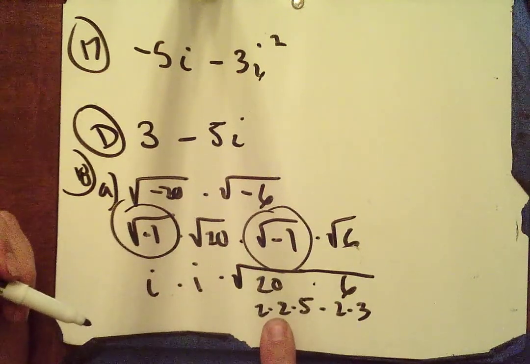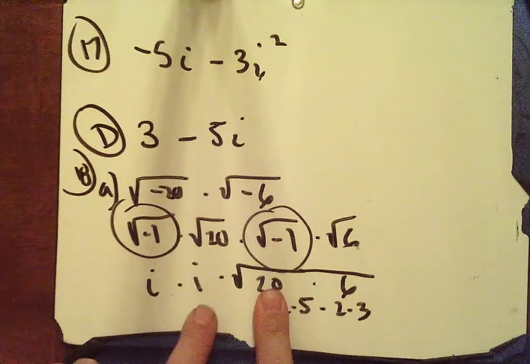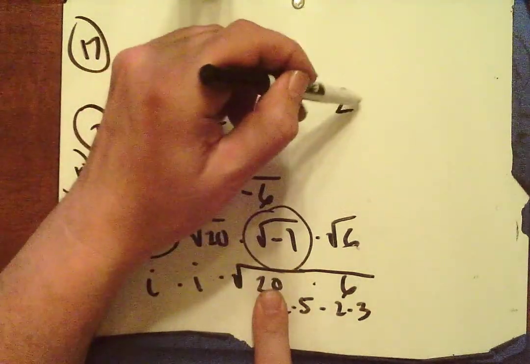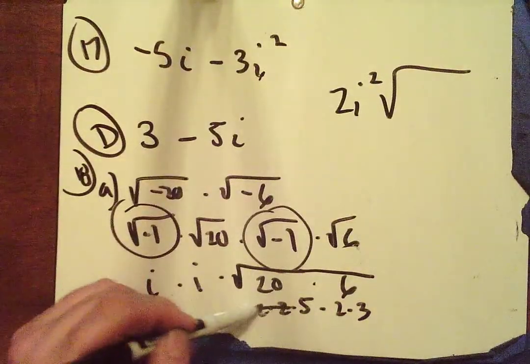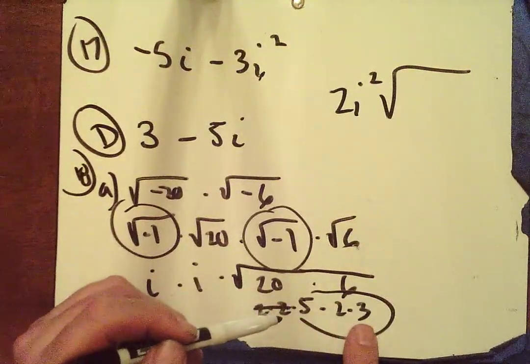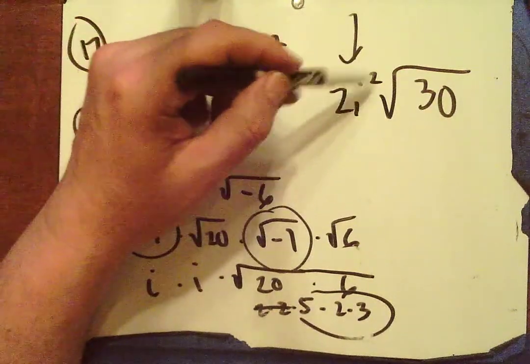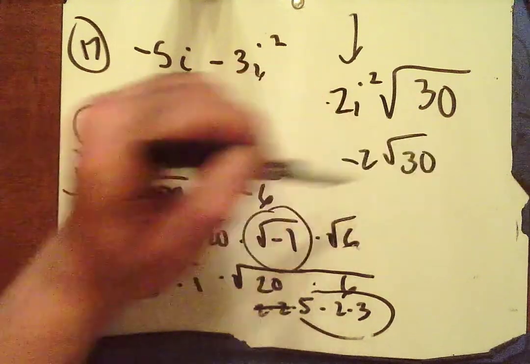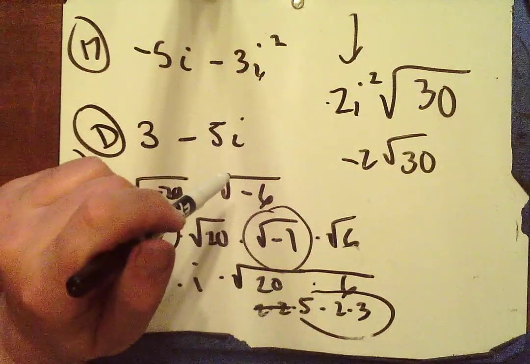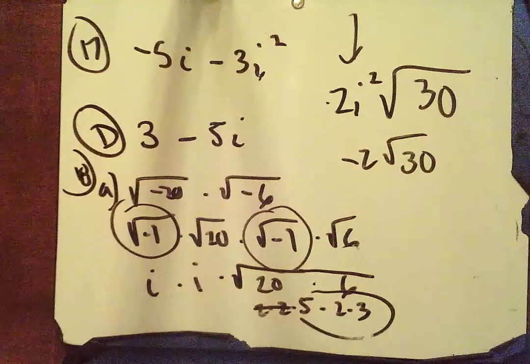Looks like I could take a 2 out. So I'm going to pull that 2 out, and there's i times i, or i squared. So 2i squared, square root of what's left over? 10 times 3, 30. And what's i squared? That's right, negative 1 times 2 is negative 2 root 30. That's what I get for part A on number 18, negative 2 root 30.